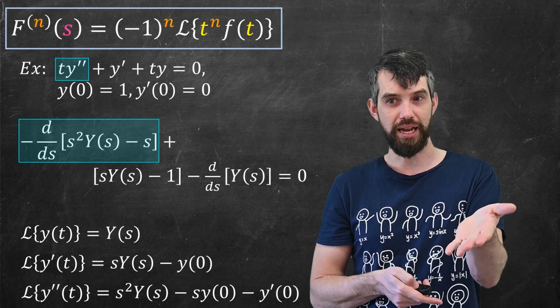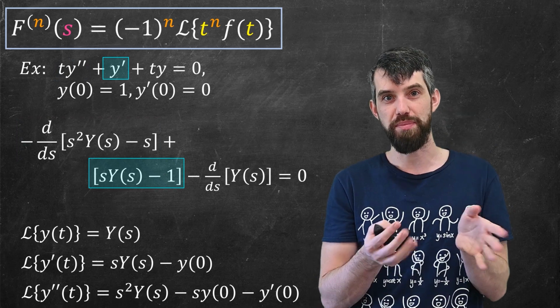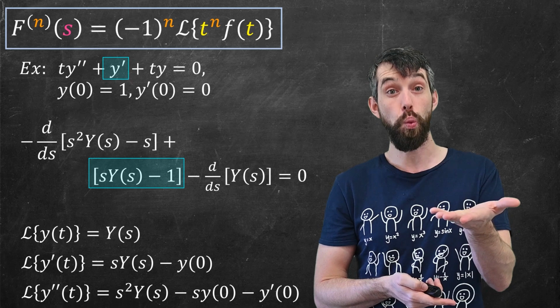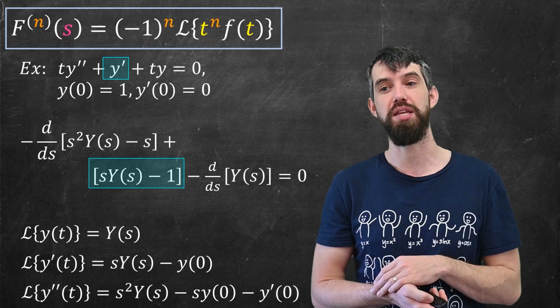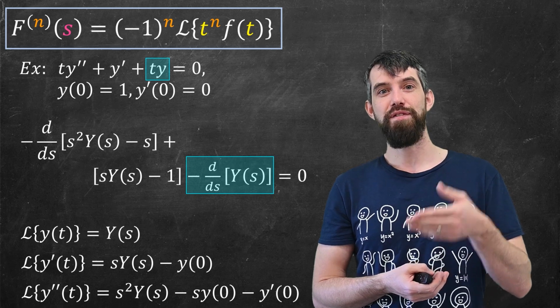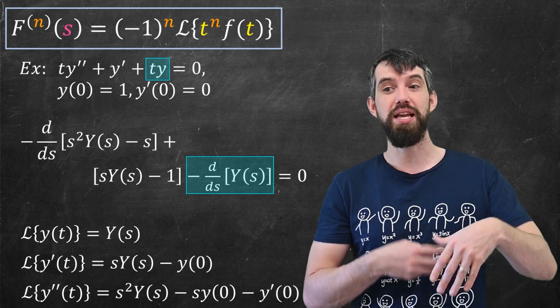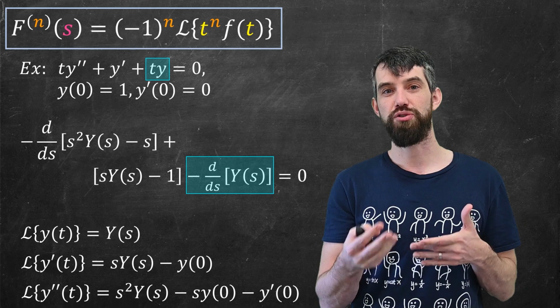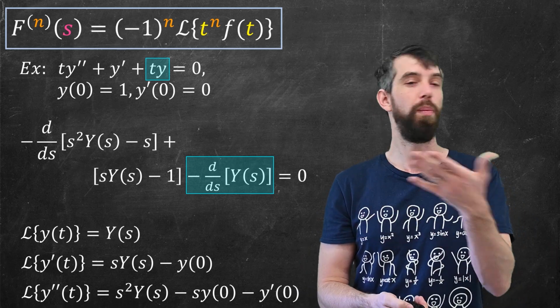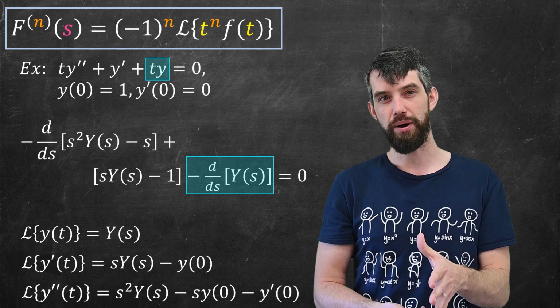Okay, let me look at the second term here. So now I'm taking the y prime term. This is now just plugging in s Y of s minus y of 0, which we will evaluate as 1 given the initial condition. And then finally, we have a t y. The effect of the t is once again taking a negative derivative. And then the Laplace transform of little y of t is just big Y of s. On the right-hand side, the Laplace transform of 0 is 0, nothing to say there.